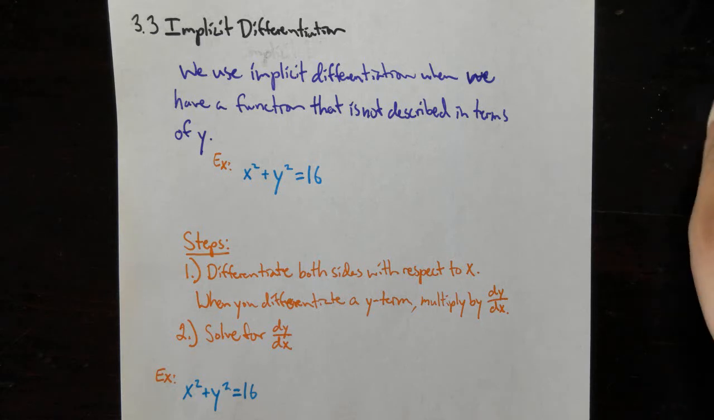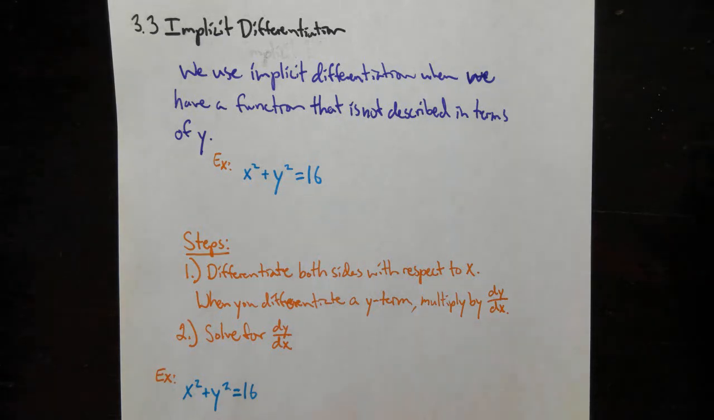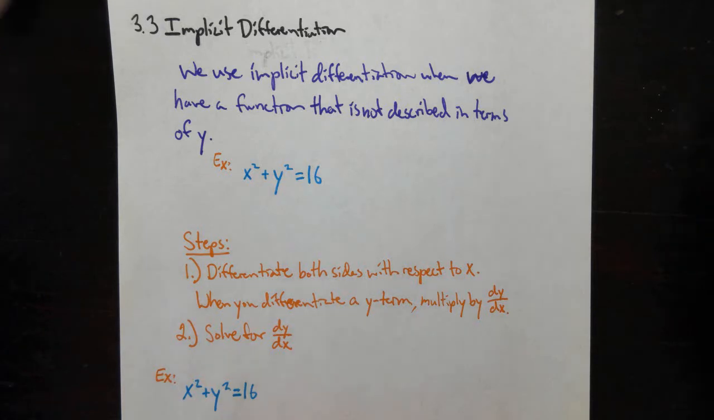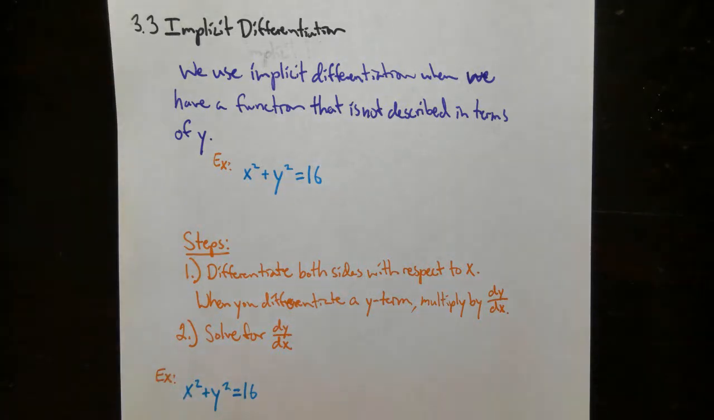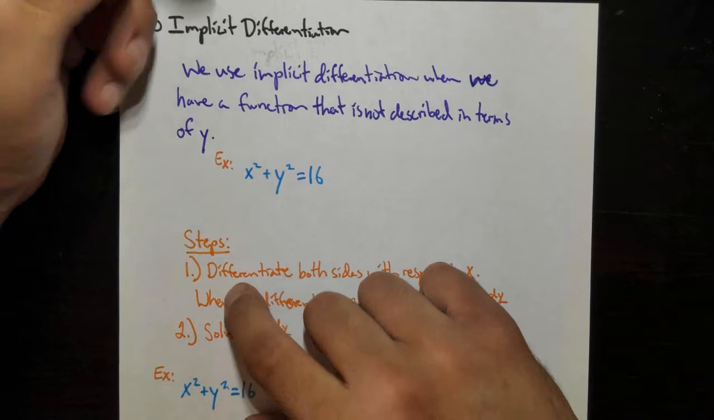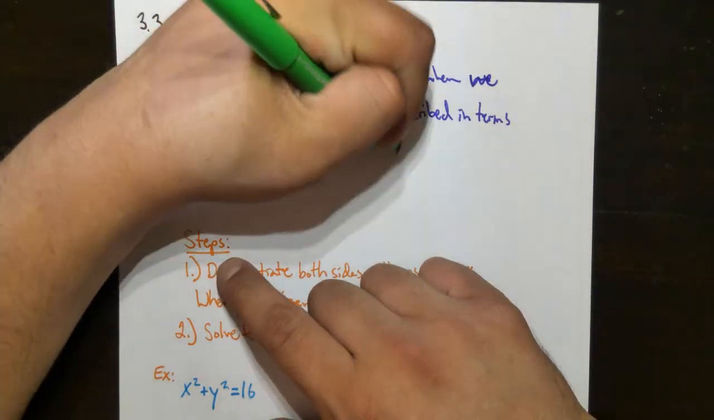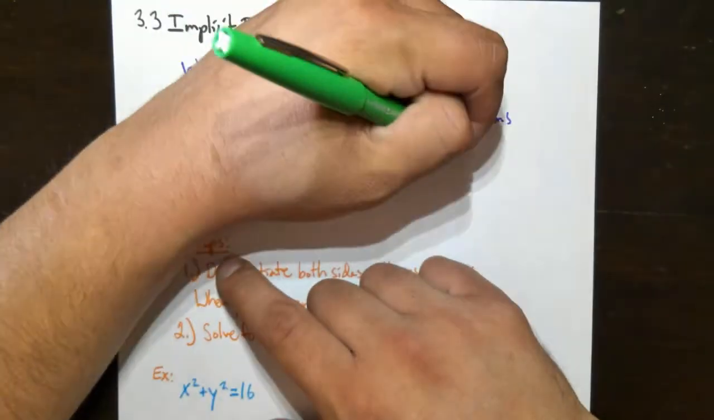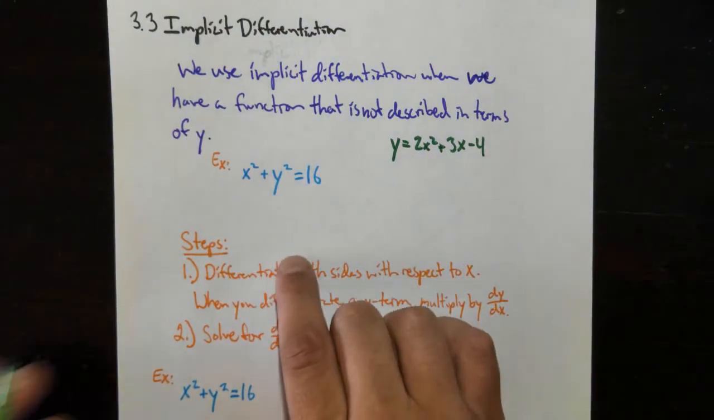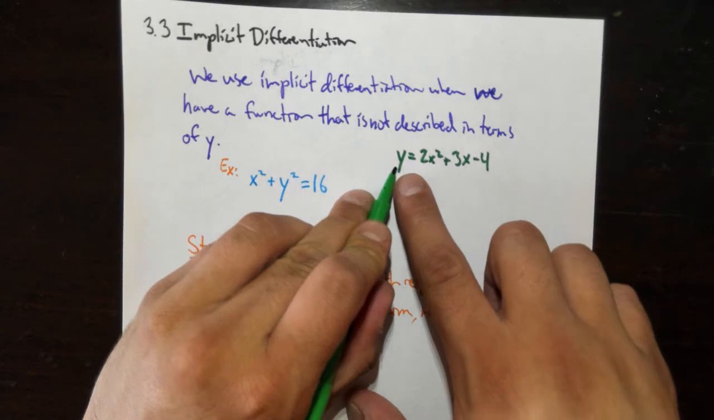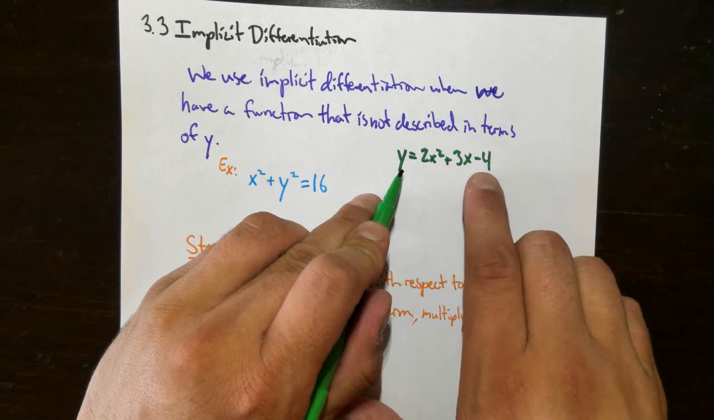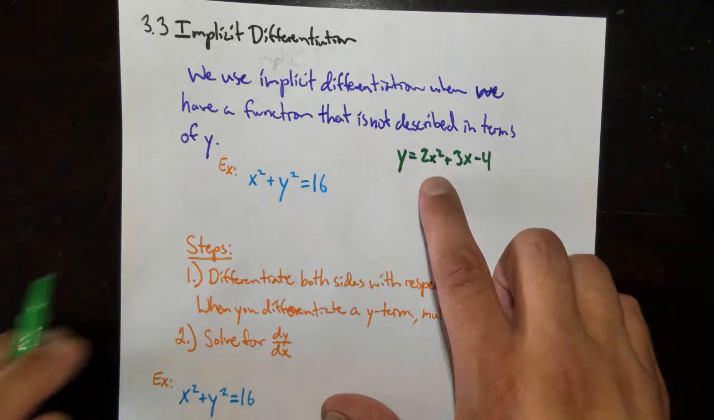So everything up to this point that we've been doing as far as finding the derivative of has always looked something like y equals 2x squared plus 3x minus 4. Something like this, where y is being defined, where it says y equals something, right? And we can easily take the derivative every time we see an x, right?